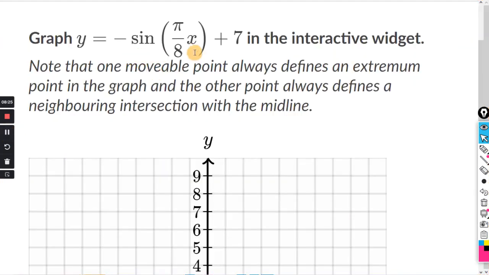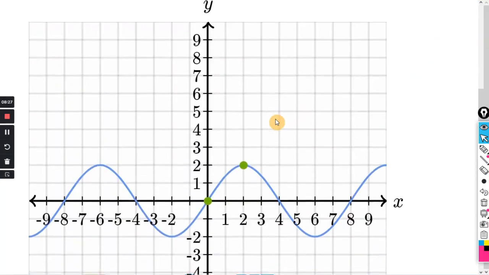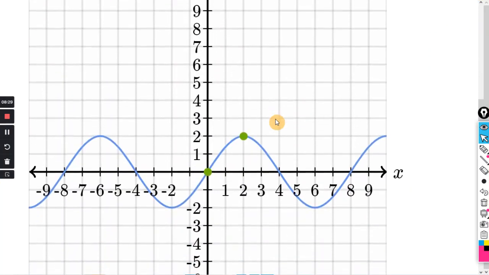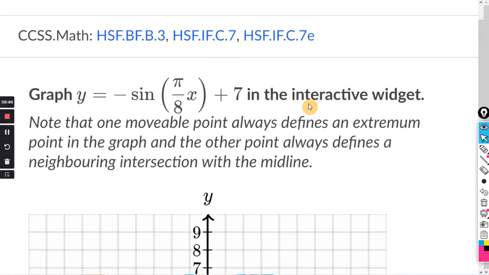Okay, so here we have a sine function. Let's start by drawing the basic sine function. We know that the sine function starts at the origin and heads toward the maximum. So we basically have it already. We just didn't adjust for the period yet.